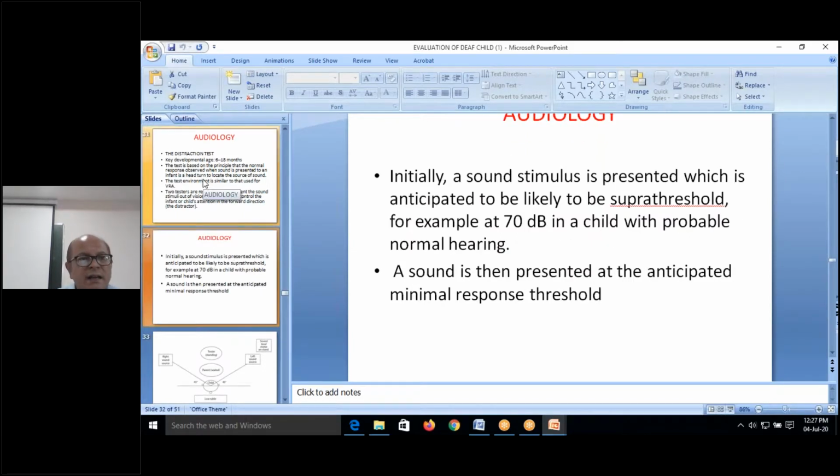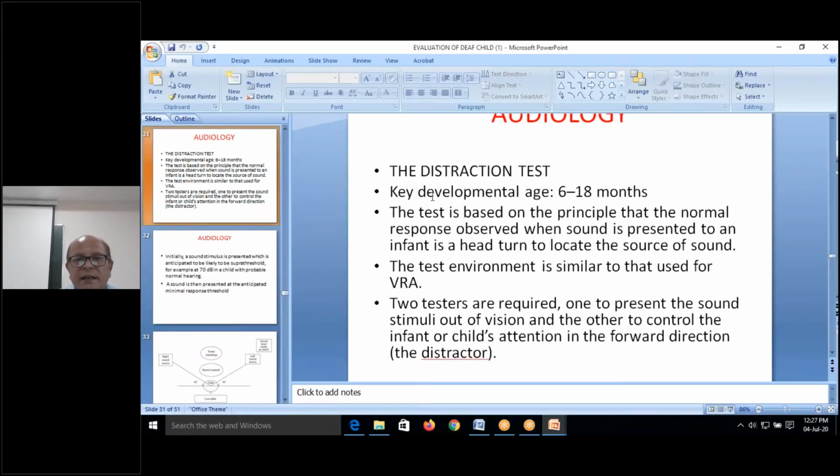Distraction test: the key developmental age is 6 to 18 months. The test is based on the principle that the normal response observed when a sound is presented to an infant is a head turn to locate the source of sound. The test environment is similar to that used for visual reinforcement audiometry. Here two testers are required, one to present the sound stimuli out of vision, and the other to control the infant's or child's attention in the forward direction. The second one is called the distractor.